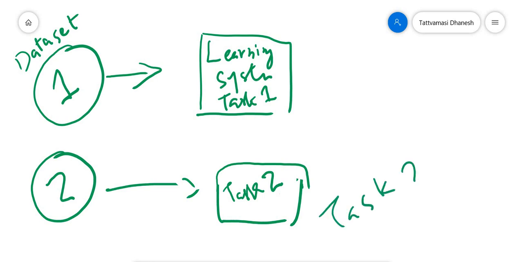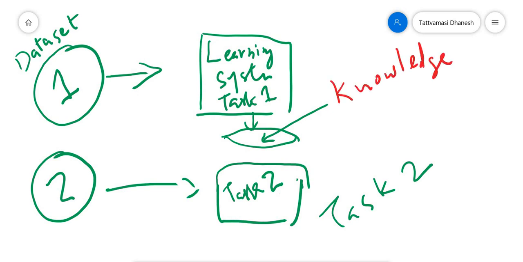So what we are trying to do here, see, why can't we use the knowledge acquired by this first task, and why can't we leverage it in the second one? So that's what we are going to see. This knowledge, that is transfer learning. This knowledge acquired by task 1, we are using it in task 2. This is the process of transfer learning.